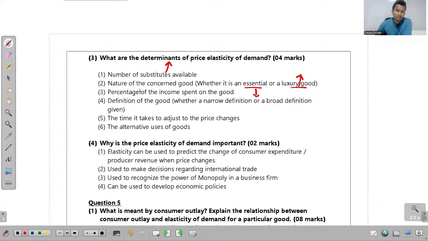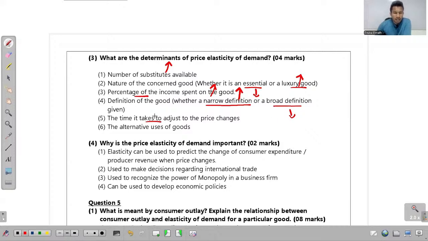Third one is the percentage of income spent on the good. If you spend a lower percentage, it will be inelastic. But if you spend a higher percentage of your income on the given good, then the elasticity will be high. We have discussed all these in the class. If you have a narrower definition of the good, then the elasticity is high. If the definition is broader, elasticity is low.